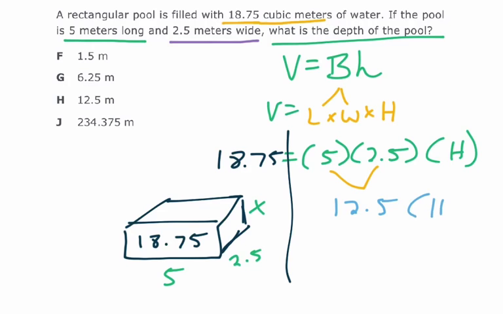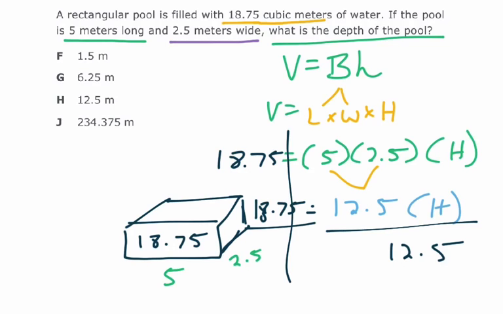And 12.5h, and I'm going to kind of run out of space here, should equal 18.75. Make that an 8, there you go, equals. And then the last step to do here is divide by 12.5. So I need to take 18.75, divide by 12.5. So I'm going to do 1875 inside, divide by 12.5.